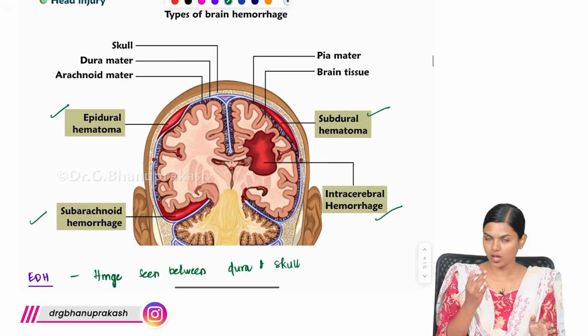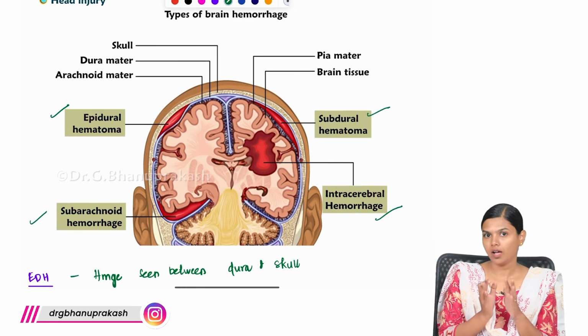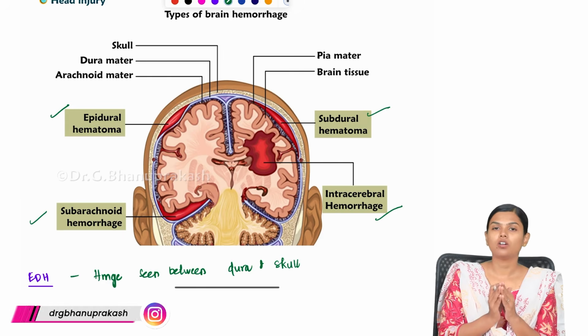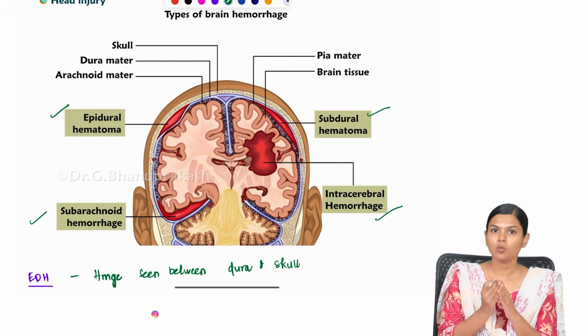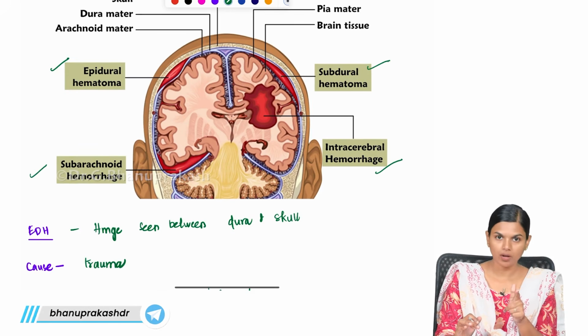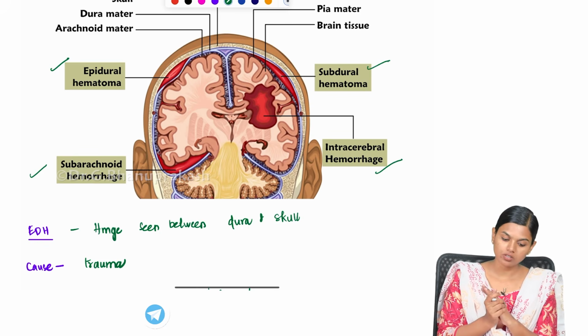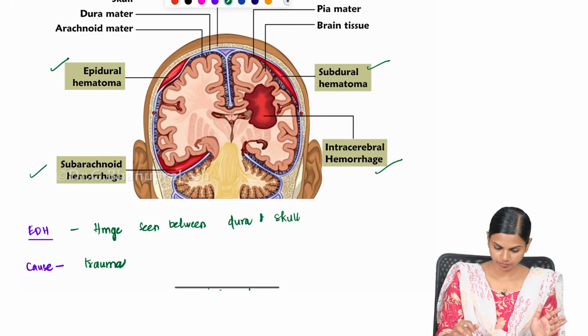So extradural hemorrhage, what you have to remember is where it is seen: outside the dura, beneath the skull, and it is arterial in origin, middle meningeal artery, mostly seen in the temporal and parietal region, and this occurs very acutely following a trauma, and it accumulates really fast and it compresses the brain tissue, leading to herniation and edema. So this is about epidural hematoma or hemorrhage.